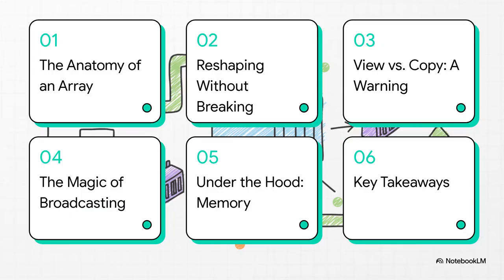So here's our game plan. We'll kick things off with the basic anatomy of an array, then jump into the powerful mechanics of reshaping and broadcasting. We're going to uncover a really critical warning about views versus copies. Trust me, this can save you from some really tough-to-find bugs. And to wrap it all up, we'll peek under the hood and see how memory layout is the secret sauce to NumPy's incredible speed. Let's get into it.